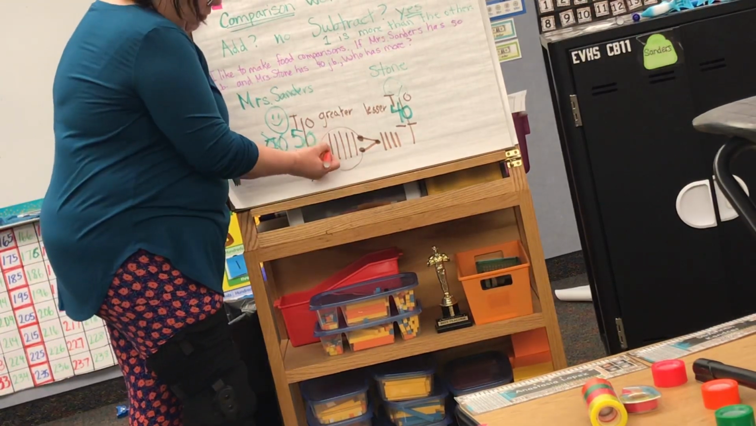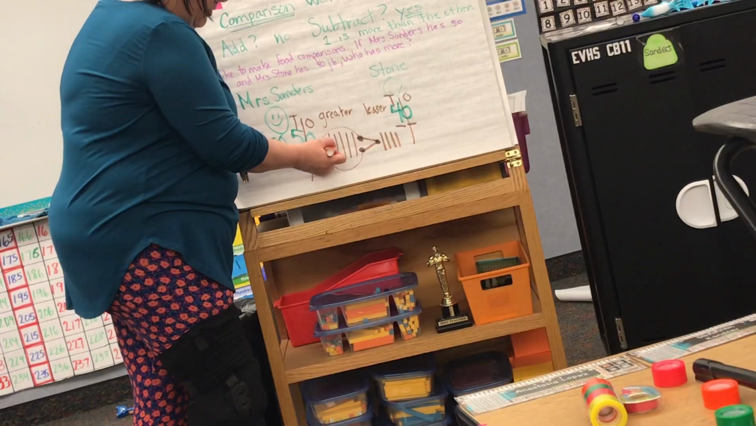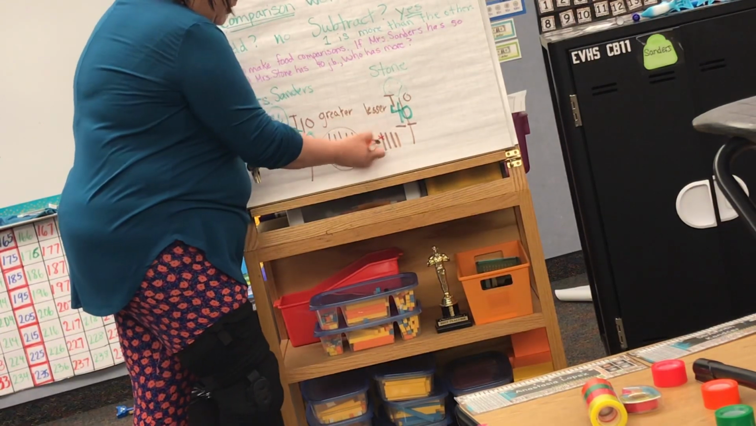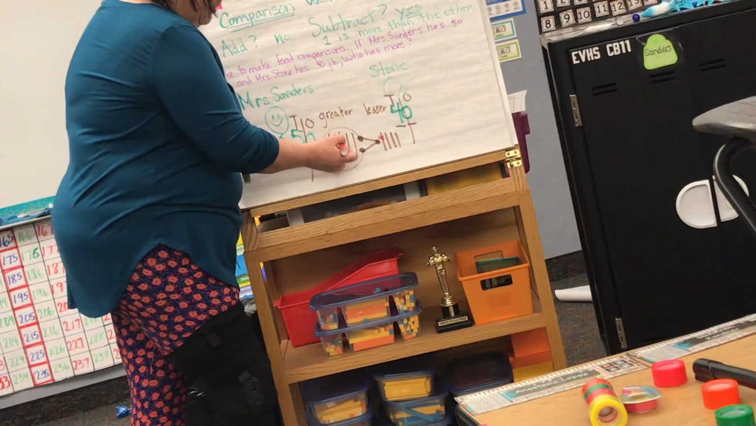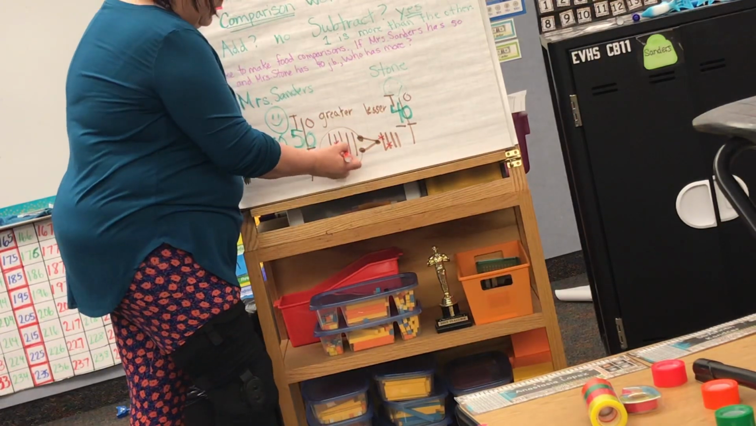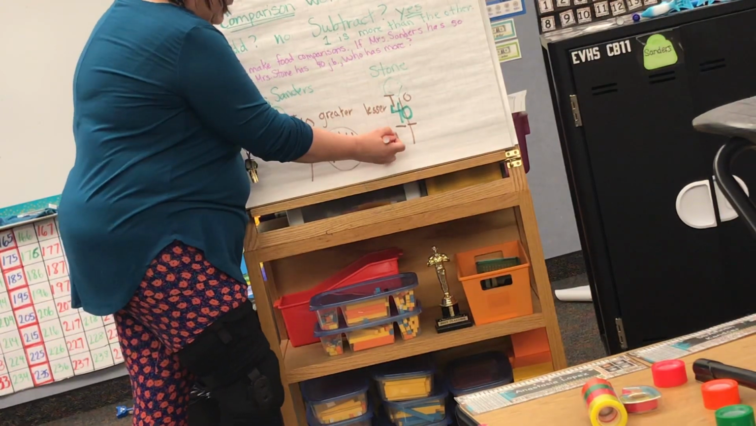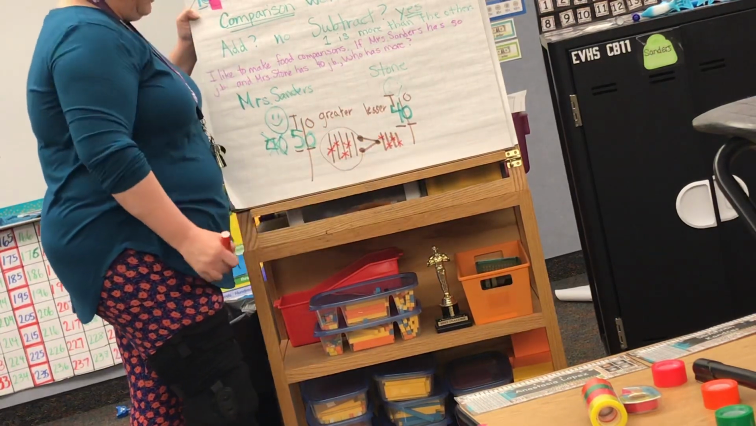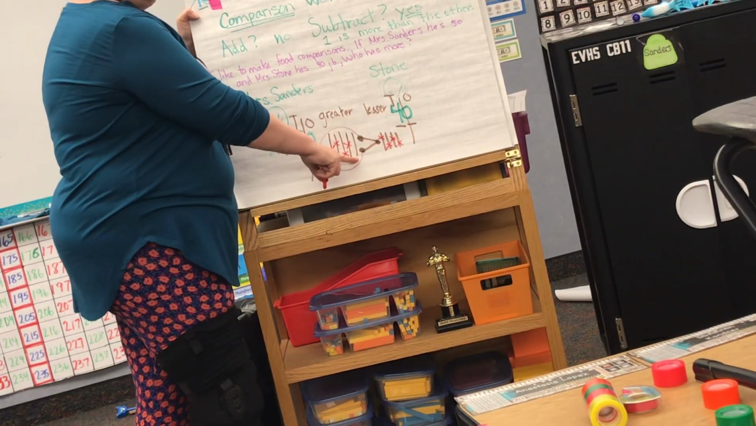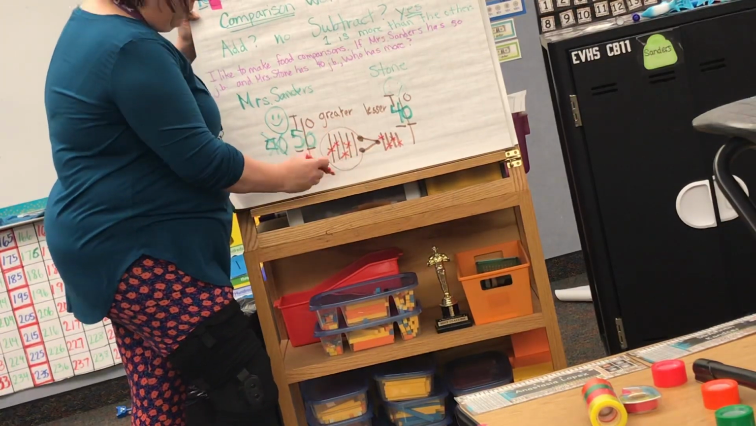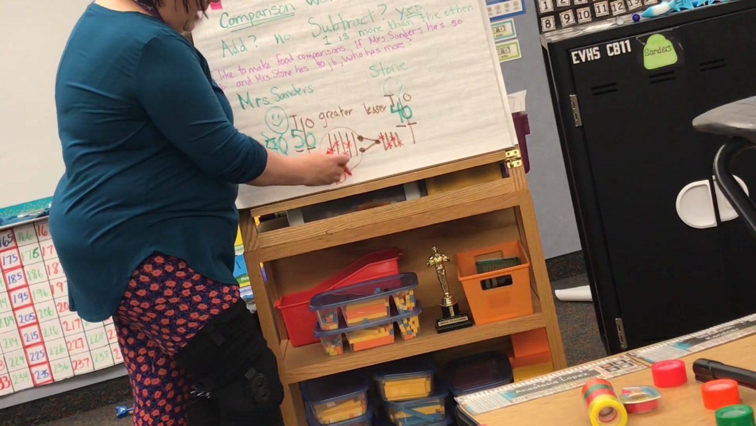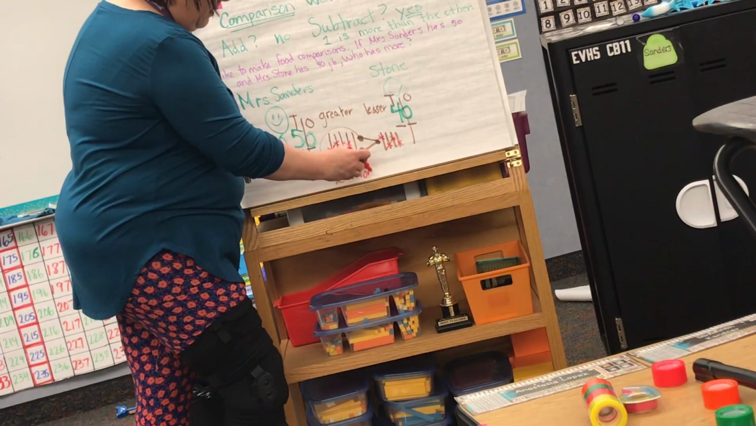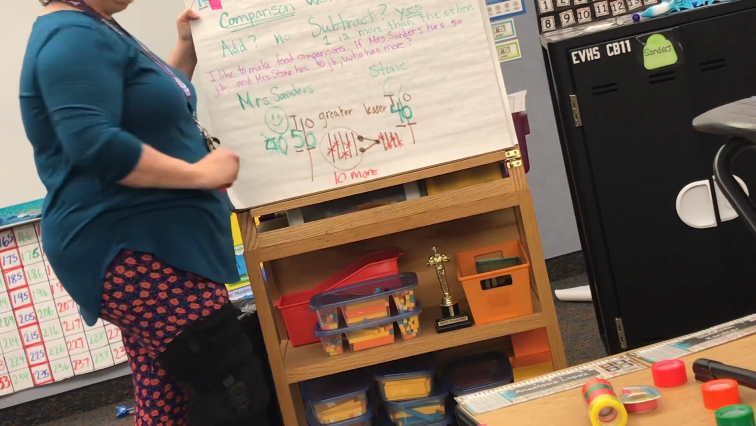I can do one-to-one matching like this. Mrs. Sanders has 10, Mrs. Stone has 10. Sanders has 10, Stone has 10. Sanders has 10, Stone has 10. Sanders has 10, Stone has 10. And I'm left with how many more? That's right, one group of 10. I have 10 more than Mrs. Stone.